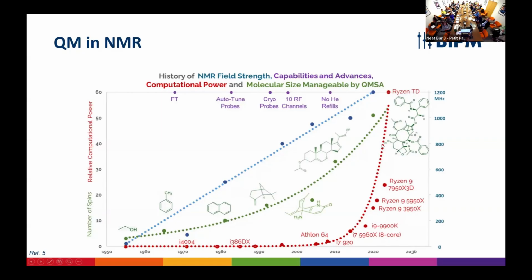So that's where quantum mechanics structural analysis differs from other NMR methods, where a lot of the sins can be forgiven by increasing your magnetic strength, whereas here it's more about the computational power.